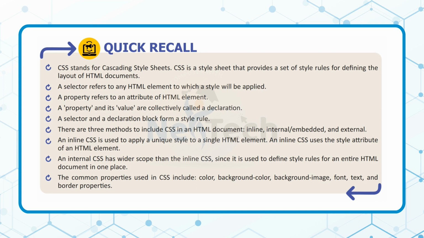There are 3 methods to include CSS in an HTML document: inline, internal or embedded, and external. An inline CSS is used to apply a unique style to a single HTML element. An inline CSS uses the style attribute of an HTML element. An internal CSS has wider scope than the inline CSS, since it is used to define style rules for an entire HTML document in one place. The common properties used in CSS include color, background image, font, text, and border properties.